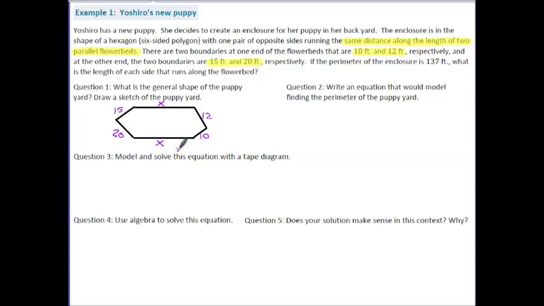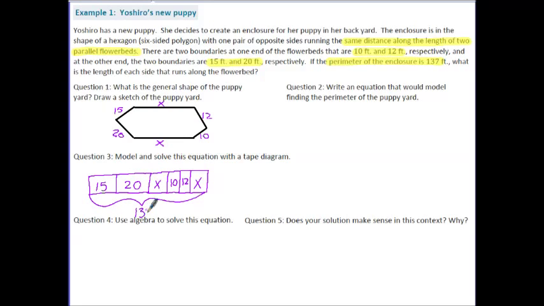Question 3 says, model and solve this equation with a tape diagram. We were told in this problem that the perimeter of the enclosure is 137 feet. So I know that perimeter means to add up all the sides. So here I'm going to add up all of our elements and make it in a bar model. And I know that all of the sides add up to 137 feet because that's the perimeter. So this entire bar is worth 137.